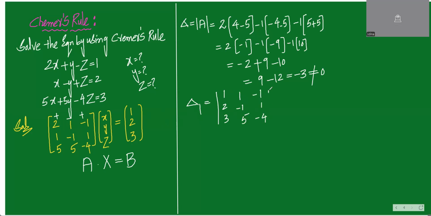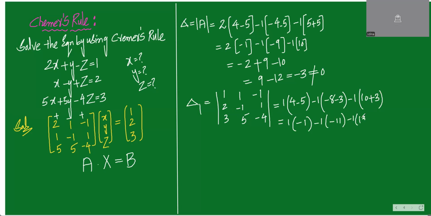Then apply the determinant rule along the first column. For the first element, neglect its row and column: 4 ones are 4, minus 5 ones are 5. Second element with the minus sign, neglect its row and column: 4 twos are 8, minus 3 ones are 3. Minus 1 into, neglect row and column: 5 twos are 10 plus 3 ones are 3. Simplifying: 1 into 1 minus 4 is minus 1, minus 1 into minus 11 is plus 11, and minus 1 into 13 is minus 13. So minus 13 minus 1 is minus 14, plus 11 means the answer is minus 3.